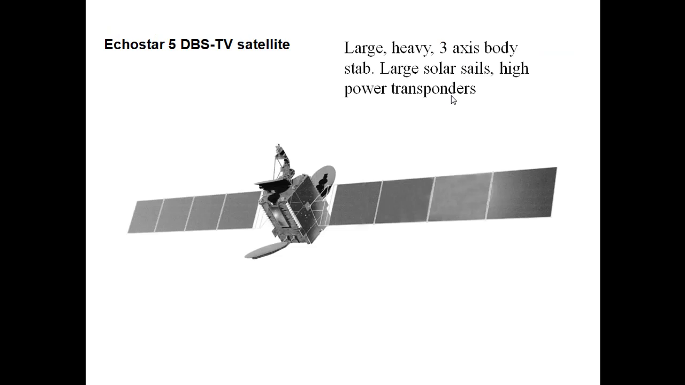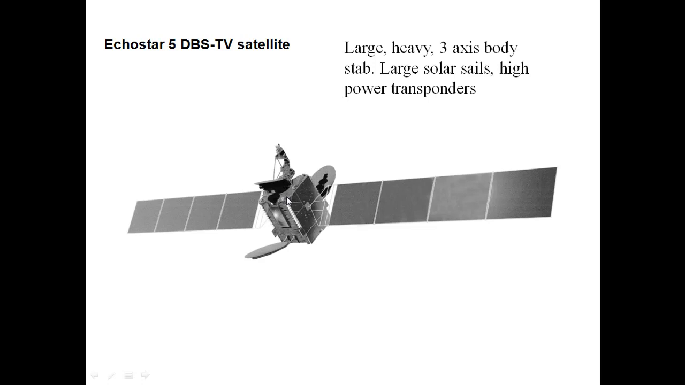Now this DBS TV uses 3-body axis stabilized satellites. They employ large solar cells to generate the DC power required by the satellite transponders. The receiving antenna has a wide beam, typically for a 1 to 2 meter dish. The beam forces wide spacing of DBS TV satellites to avoid interference at the receiving antenna from signals of adjacent DBS TV satellites. So you can see here, this is a 3-body axis stabilized satellite, and these are the solar cells, and the transponder is mounted somewhere here.